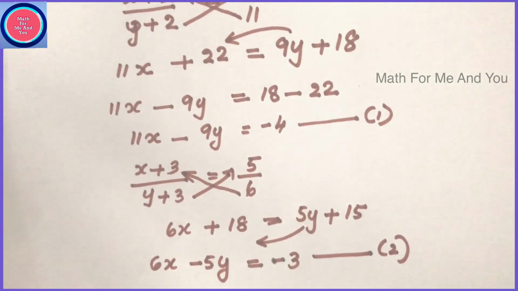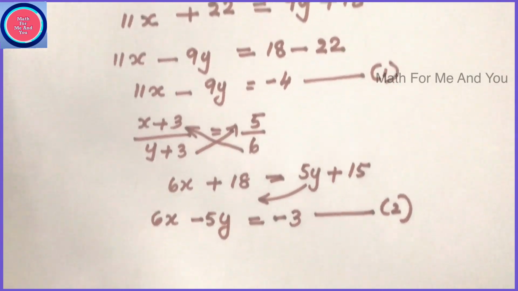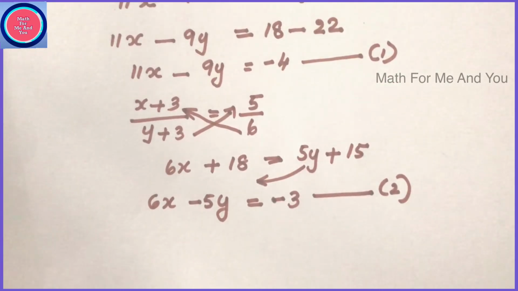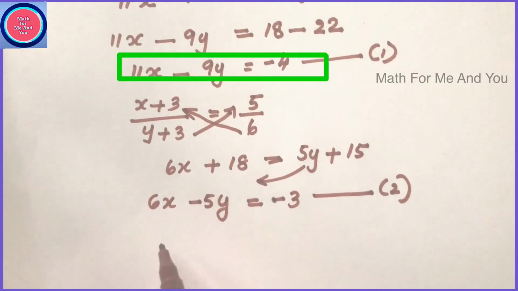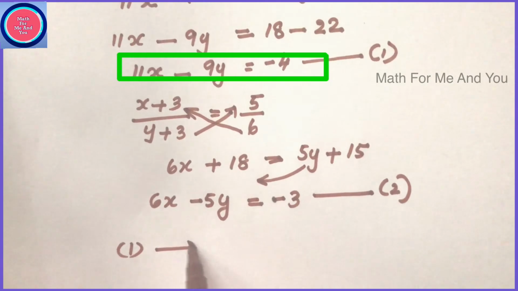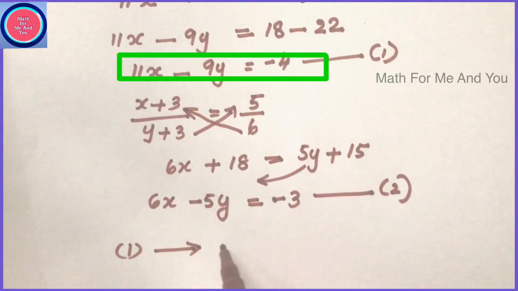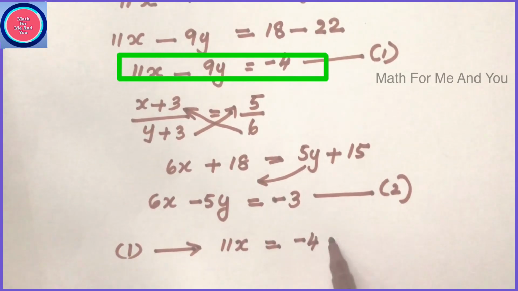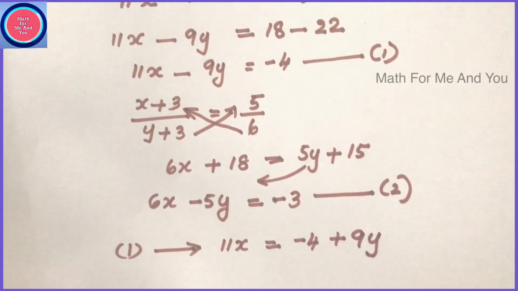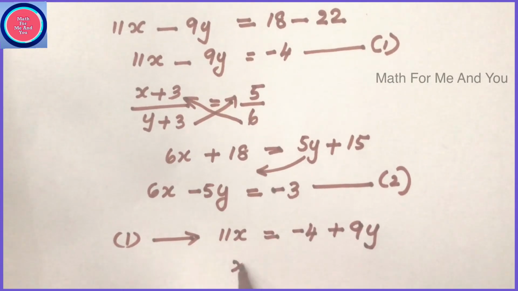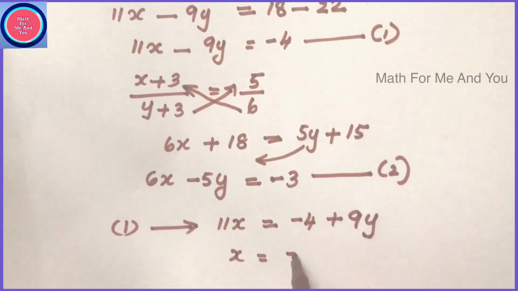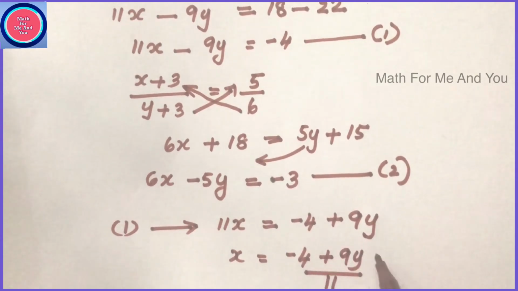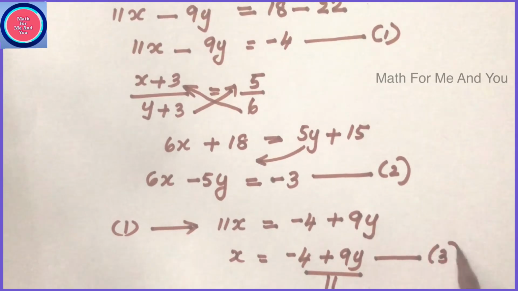We are using the substitution method, so you can select any of the equations. From the two equations, let me select equation number 1. You can select any equation, but I am selecting equation number 1. Here keep one variable on one side. We can keep x on one side. That means 11x on the left side and all other terms on the right side. It becomes minus 4 plus 9y. From here we can find x. x equals minus 4 plus 9y divided by 11. Let us mark this equation as equation number 3.